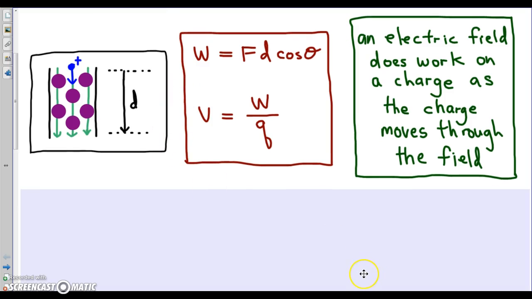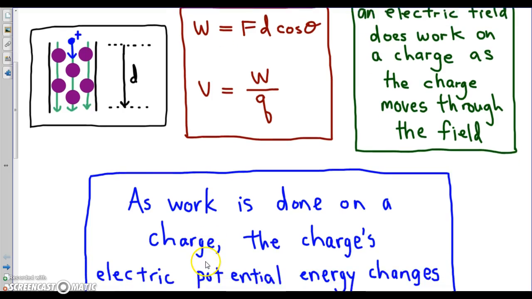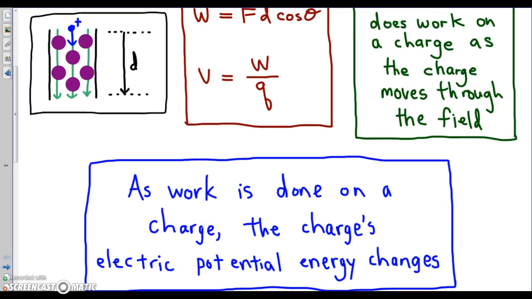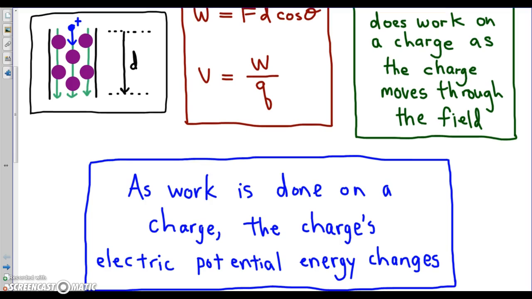So as the electric field does work on the charge, how does that affect the charge? What happens to the charge? As work is done on a charge, the charge's electric potential energy changes. If you hold a pen above the ground and drop it, as the pen falls down, it loses gravitational potential energy. The same thing is true of a charge. As the field pulls the charge down over some distance, the charge loses electric potential energy. This raises the question, what happens to the electric potential energy? Where does that energy go? It can't be created or destroyed.